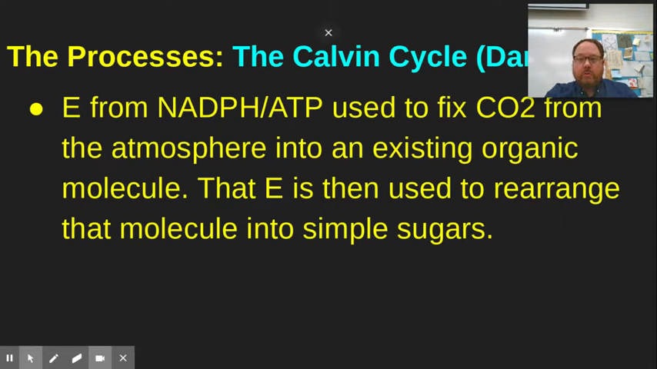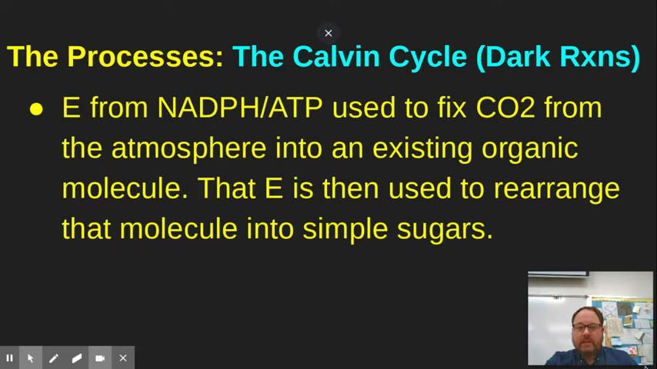Now, what do we do with the ATP and NADPH from the light reactions? Well, that's where the Calvin cycle comes in. I remember the Calvin cycle just because of the C's. You got Calvin cycle. It's about carbon fixation.